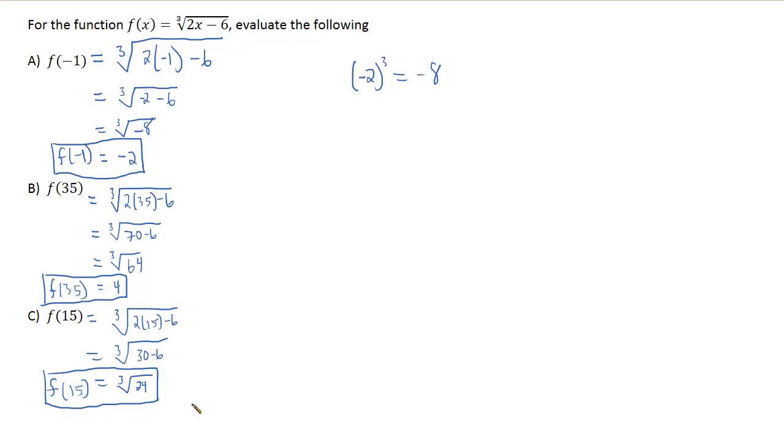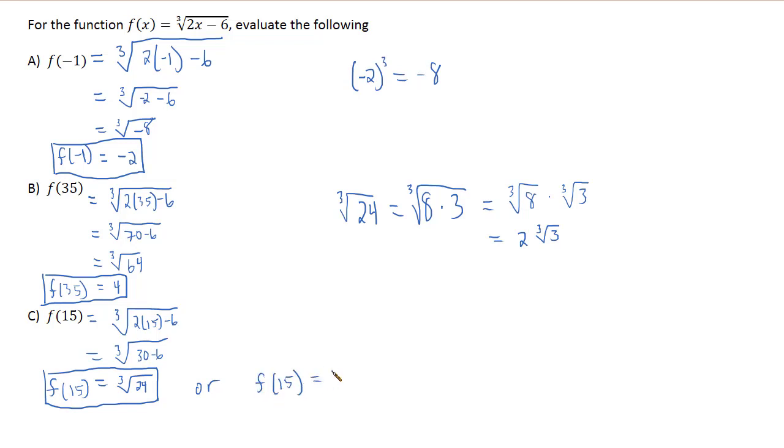We can possibly simplify this. We learn later on that since 24 is 8 times 3, then the cube root of 24 is the cube root of 8 times 3. One of our properties of radicals says that that is the cube root of 8 times the cube root of 3. And so since the cube root of 8 is 2, I can write that as 2 times the cube root of 3. So I could say that f of 15 is equal to 2 times the cube root of 3.